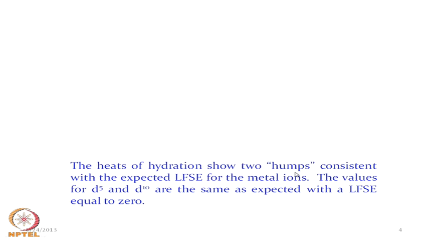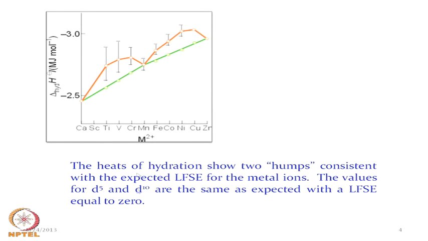When we see these heats of hydration again, they show double humps, again consistent with the expected CFSE of the metal ions. The values for d5 and d10 are the same, as expected with the CFSE equal to 0. That means, like our lattice energy, they again fall on a straight line, and linearity is preserved with respect to d0, d5 and d10. So, again we can directly write down the double humped curve, which is very similar to that of our lattice energy, but only the energy axis is different.